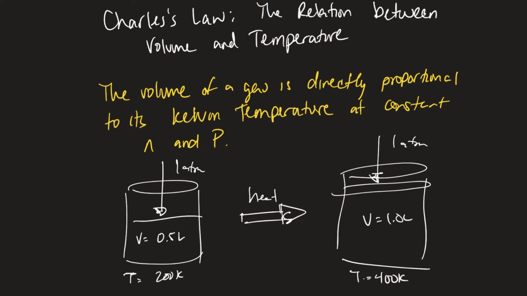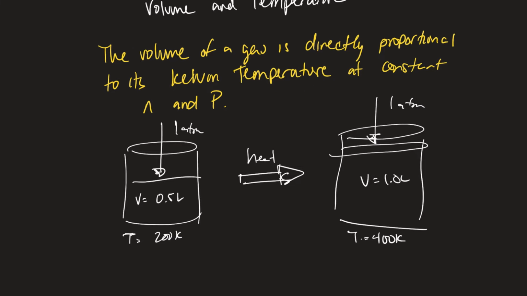So remember, it's a direct proportionality. That means if you increase one, the other one is going to increase by the same factor. So if you double the Kelvin temperature, you're going to double the volume. If you triple the Kelvin temperature, you're going to triple the volume. If you halve the Kelvin temperature, then you will halve the volume.